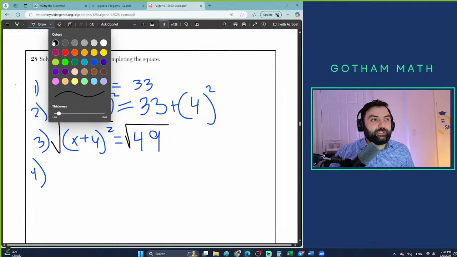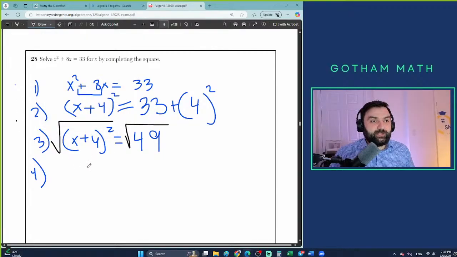So what you're going to get is you're not going to have squared anymore. You're going to have x + 4, and here is another thing that you must remember: it's not just 7, even though the square root of 49 is 7. It's going to be plus minus 7. Don't forget plus minus.